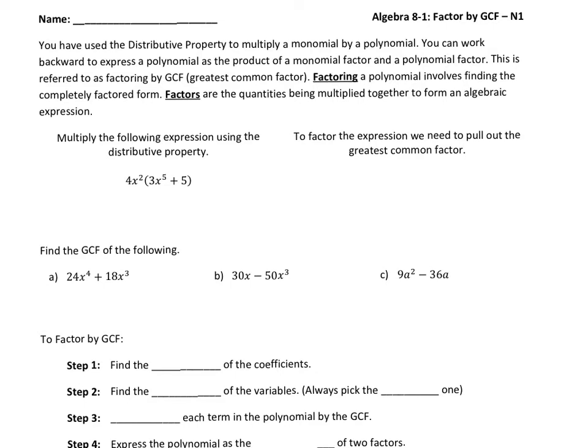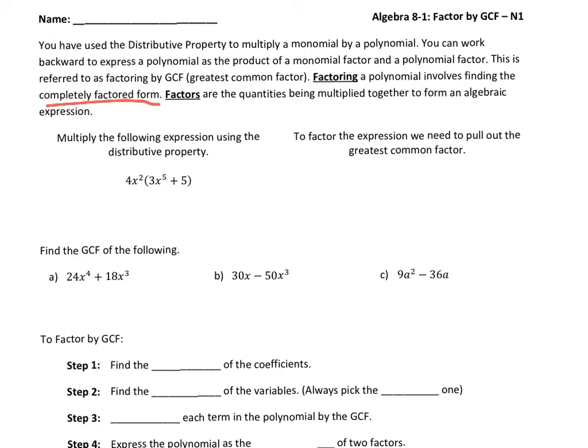Factoring a polynomial involves finding the completely factored form. I want to stress that completely factored form. So when I say simplify, or way back, reduce the fraction, let's say it started as 20 over 100 and you made it 10 over 50. That would still be incorrect because it's not completely factored or completely simplified in that case. So we must have completely factored form for full credit.